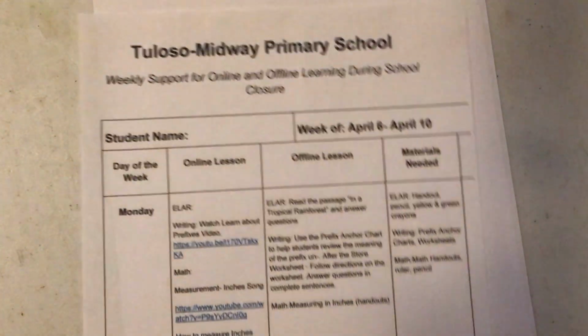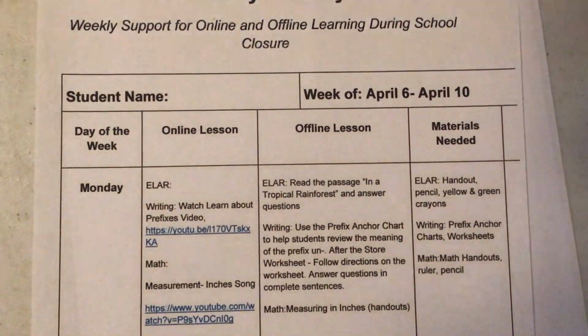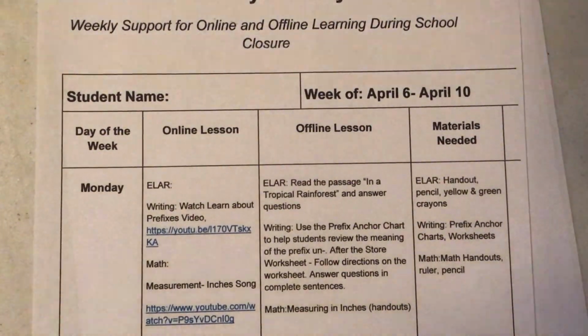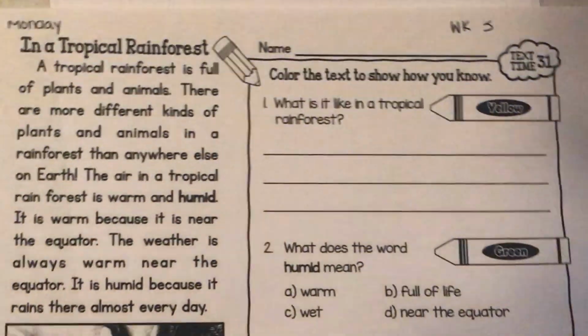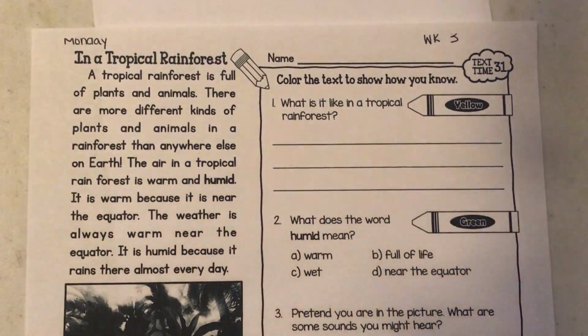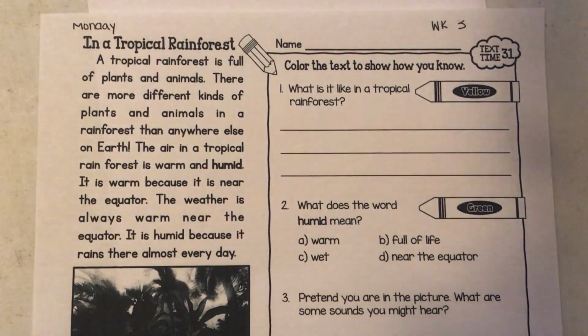We're going to look at our lesson plan. We're starting with our reading lesson first. If we look at it, we're going to read the passage In a Tropical Rainforest and answer the questions. So you want to get out your passage that says In a Tropical Rainforest on it. And I want you to read it with me.